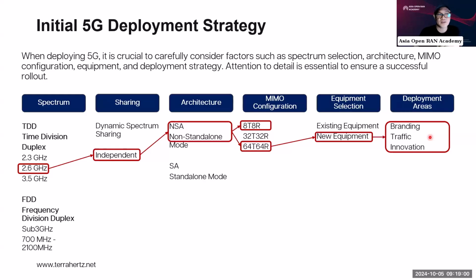Okay, so that's one. And of course, innovation. Yeah. So innovation is you really want to upgrade your users' experience. And then you also want to inject new use cases like we mentioned earlier: eMBB, URLLC, or mMTC. Okay, so it depends on these three main reasons, no? Is it for branding, for traffic, or for innovation? Okay.